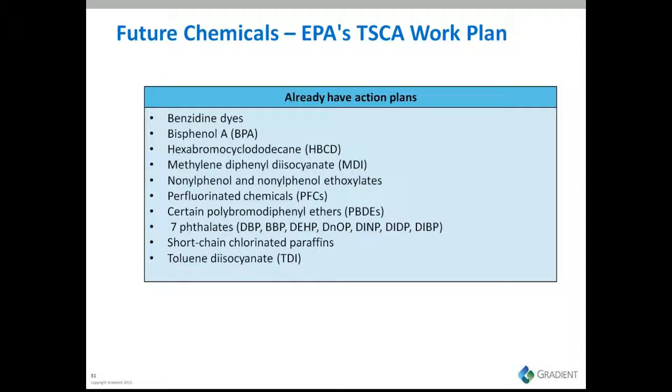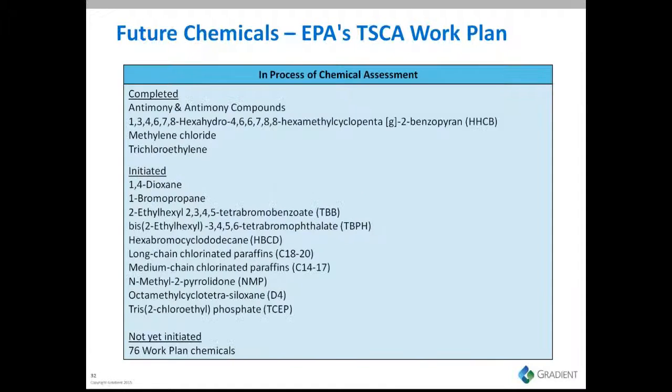But I think we have a limited number of action plans already. Here on the next slide, I just show the number of chemicals that are undergoing chemical assessment. So again, there are 4 chemicals where the assessment has been completed and an action plan may be forthcoming. There are a number of chemicals where chemical assessment is underway and has been underway in a number of cases for a number of years. And then maybe most significantly, there are 76 chemicals where the chemical assessment hasn't even yet been initiated.